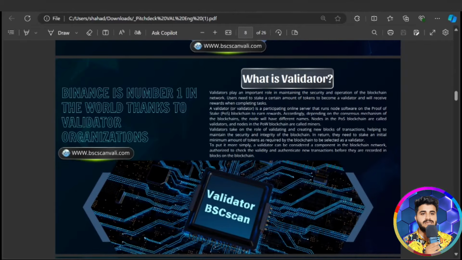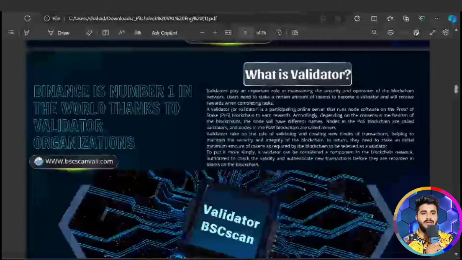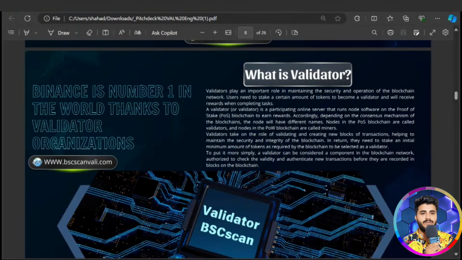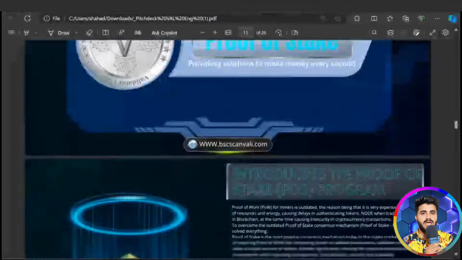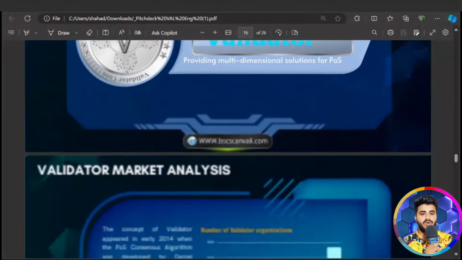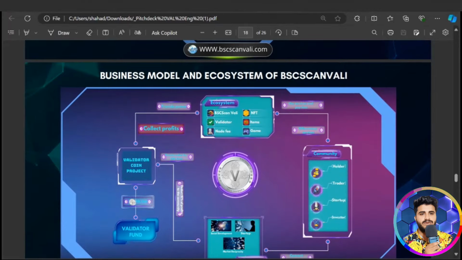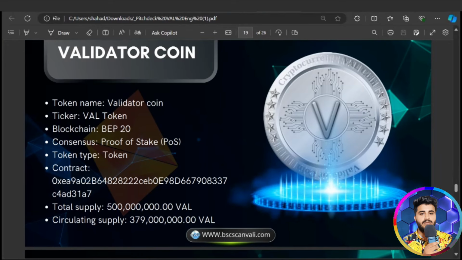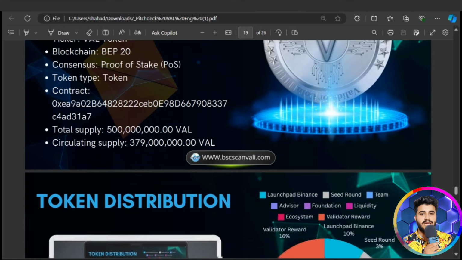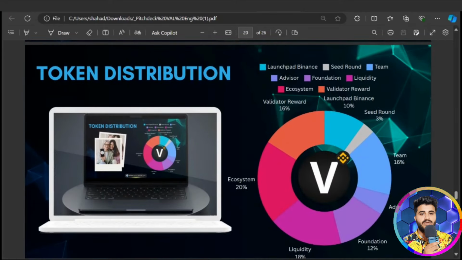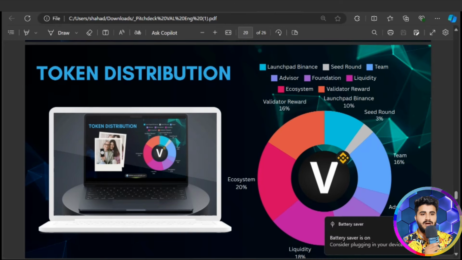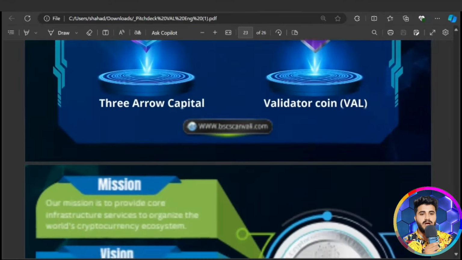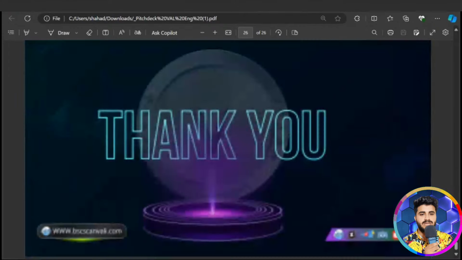And what is a validator? A validator is important in maintaining the security and operation of the blockchain network. Users need to stake a certain amount of the token, become a validator, and will receive a reward for computing tasks. Here you can find out everything about the validator, the validator token mix, the price of the token, the business model and ecosystem. For the BSCScan validator queen, you can check out the token name, ticker, blockchain, BEP20, the contract address, total supply, and the token distribution, which is very important. Also here are Launchpad, Binance, the validator reward ecosystem, and the validator panel. They also describe the roadmap, what they will do in the future.